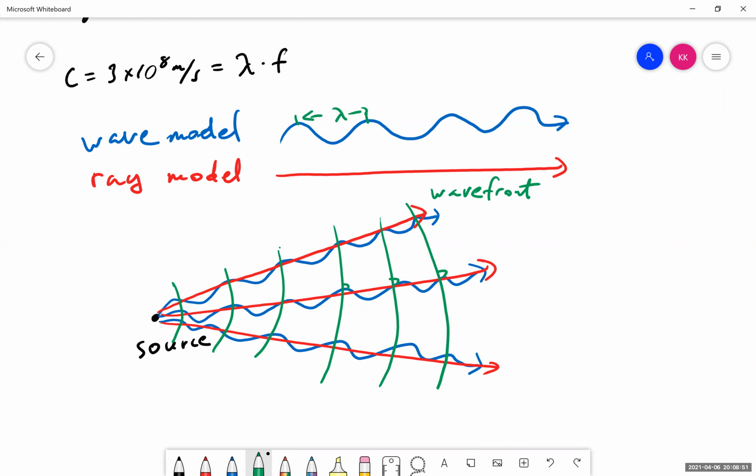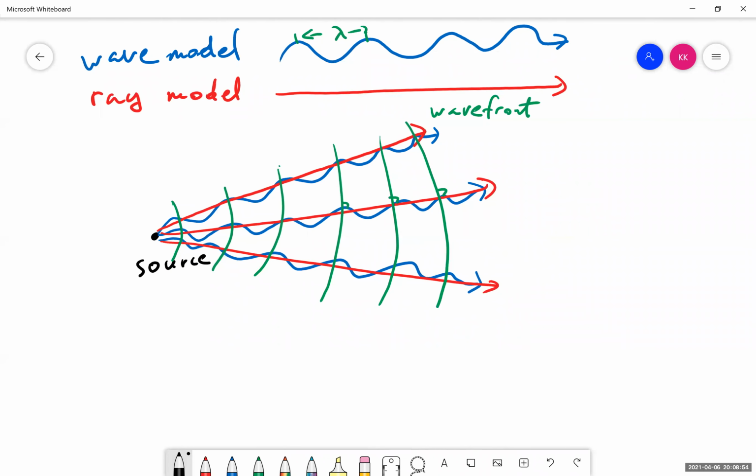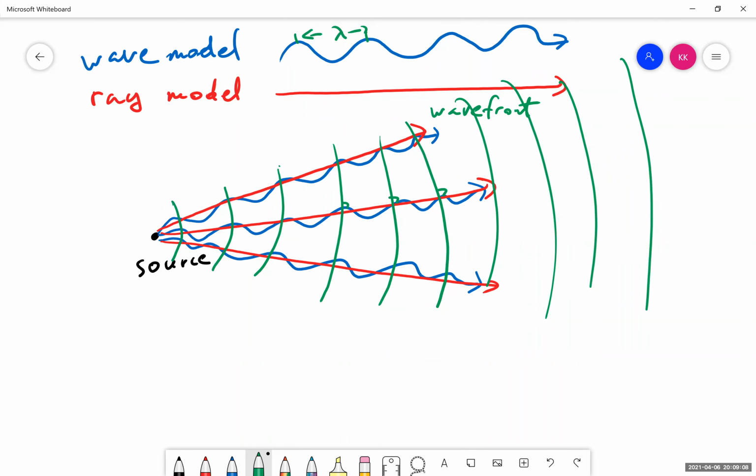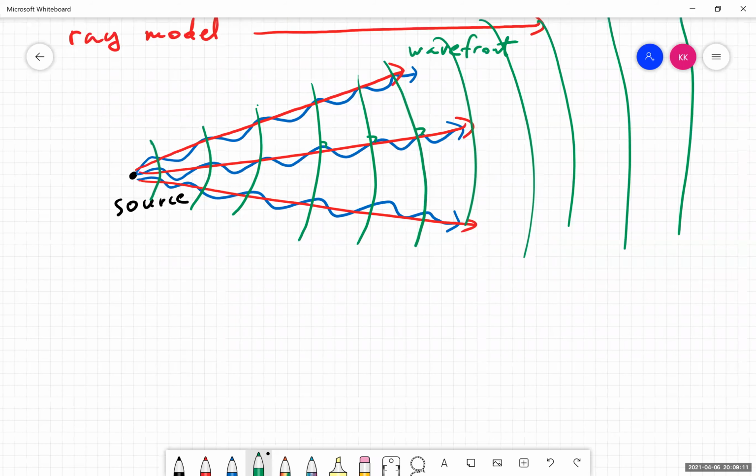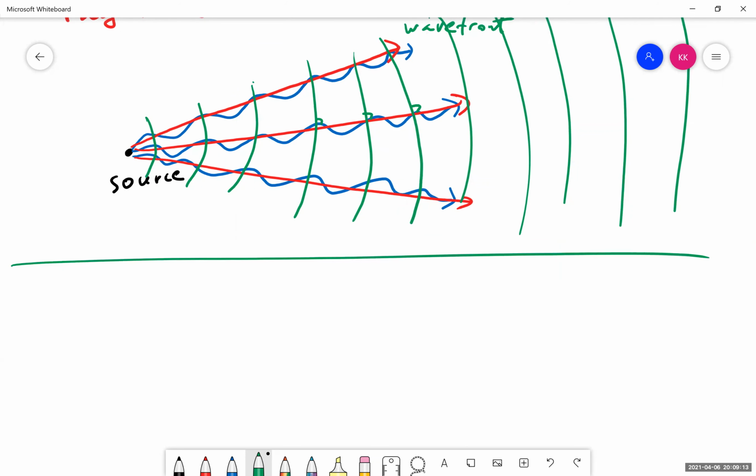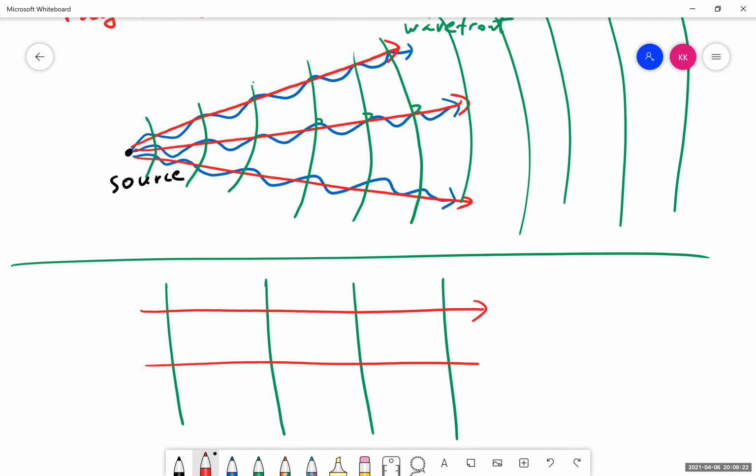Now, if you look at a source that is very, very far away, you can assume that if you continue the wavefronts, they are going to eventually become pretty much parallel to one another. So for a source really far away, I can think of those wavefronts as being like this. Then the ray diagram, the rays, will be parallel to one another, since the wavefronts are parallel to one another. Remember, they always have to be parallel to one another, like this.